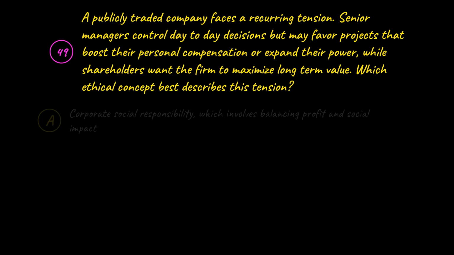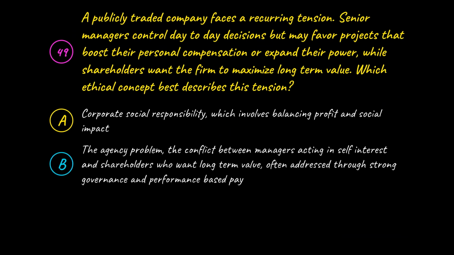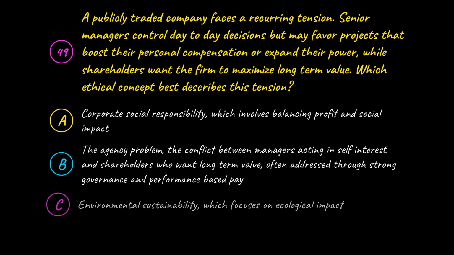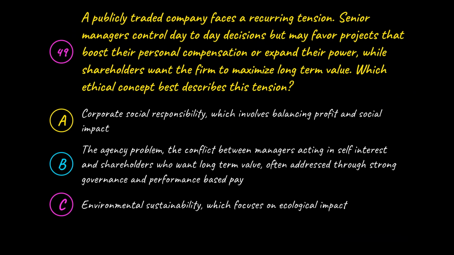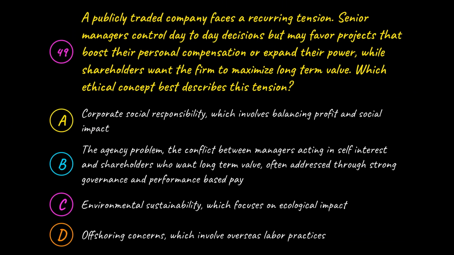Your options are: A. Corporate social responsibility, which involves balancing profit and social impact. B. The agency problem, the conflict between managers acting in self-interest and shareholders who want long-term value, often addressed through strong governance and performance-based pay. C. Environmental sustainability, which focuses on ecological impact. D. Offshoring concerns, which involve overseas labor practices. Which one is it? Pause the video if you need more time.